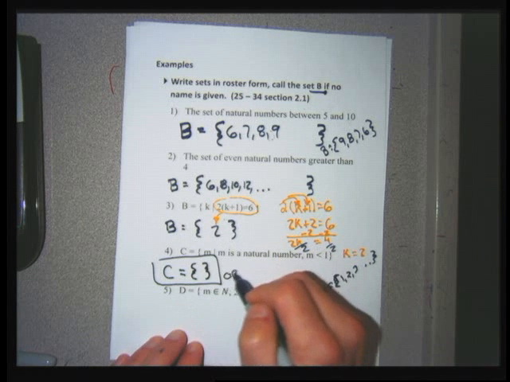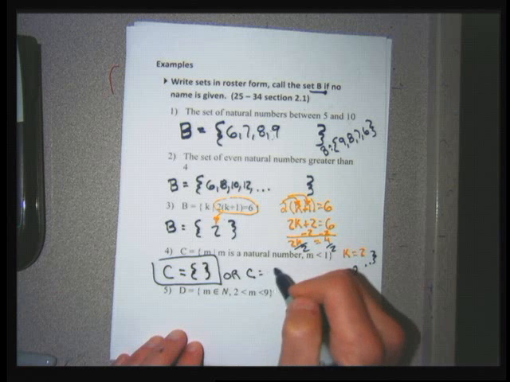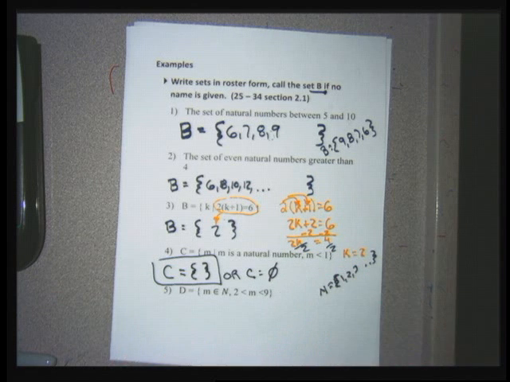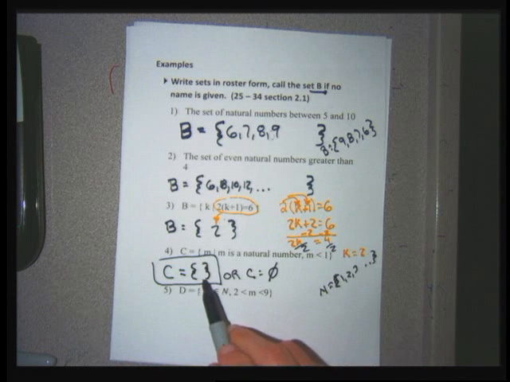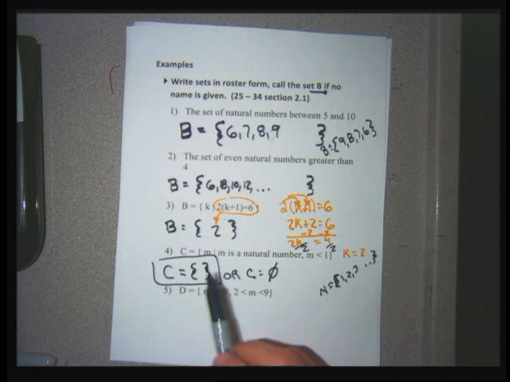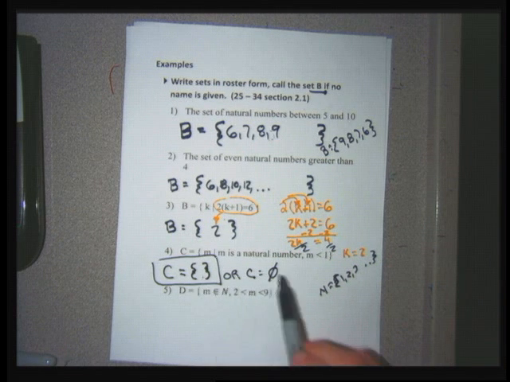Or I can write C equals the empty set symbol. This is what's asked for because this is roster form. Roster form wants the set braces. But there are 2 ways to write a set with no elements. One is to write the empty braces, the set braces with nothing between them. The other is like a 0 with a line through it.